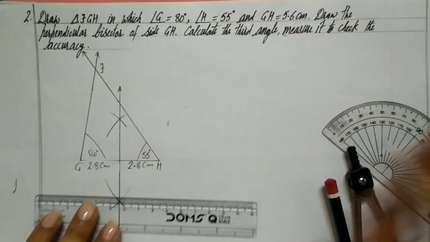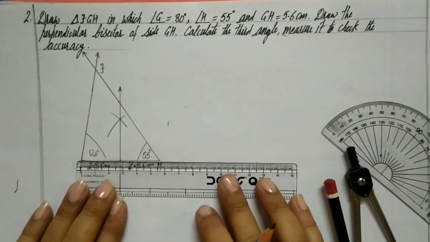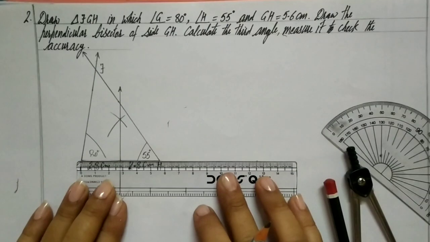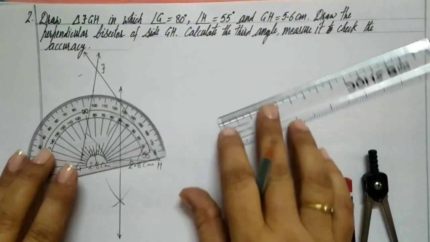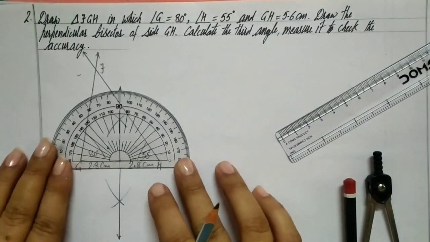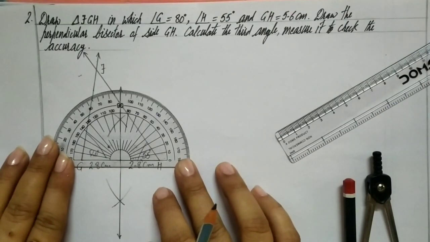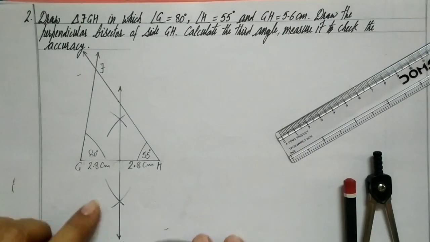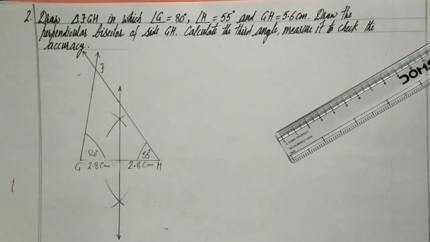So after measurement, as you can see, both the parts after the construction of this perpendicular bisector are of 2.8 centimeter each. Now check, is it perpendicular on GH or not? So have a look. It's at a right angle. So this is the required perpendicular bisector of GH.